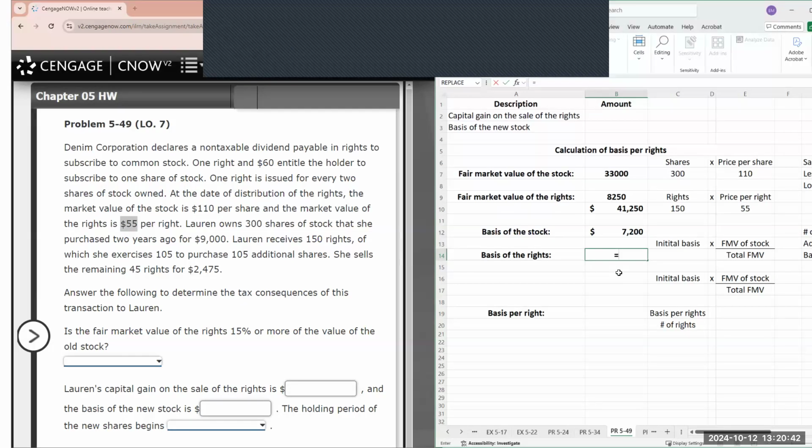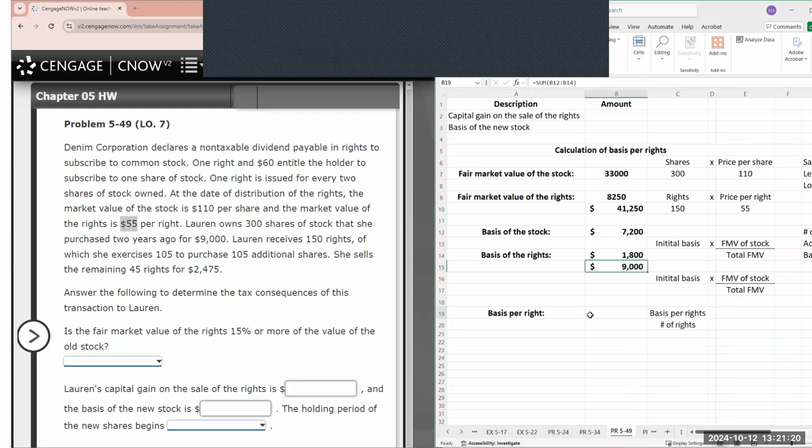And next, as it relates to the basis of the rights, it will be the initial cost, the initial basis, which in this case was 9,000, multiplied by the fair market value of the rights divided by the total value of the fair market value of the stock plus the rights. So that lets us know that in such case, the basis of the rights is 1,800 and the basis of the stock is 1,700. And then obviously, if we add the two, that gives us the $9,000. But again, because of the fact pattern, it was allocated.